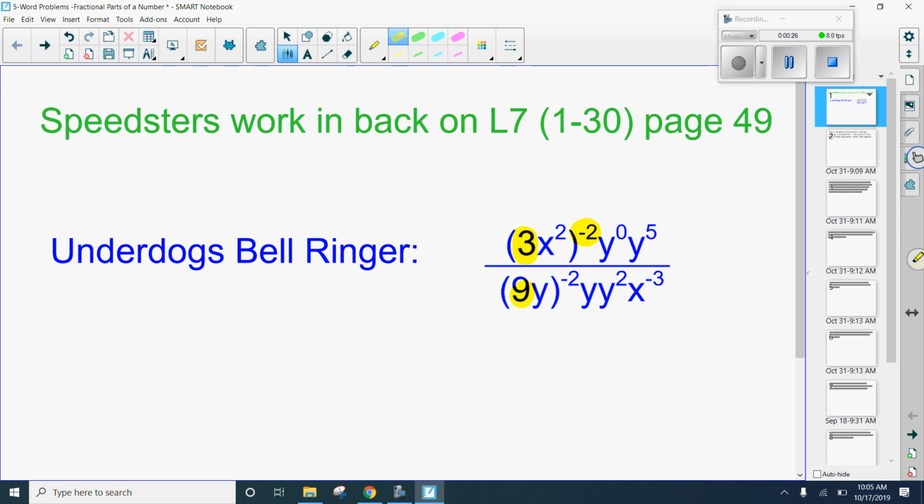What about the 9? Yes, it's also being raised to the negative 2 power. So as we start, we want to just look at what's going to be the number part. So in the numerator, you have 3 to the negative 2 power. In the denominator, you have 9 to the negative 2. What do we do with those?